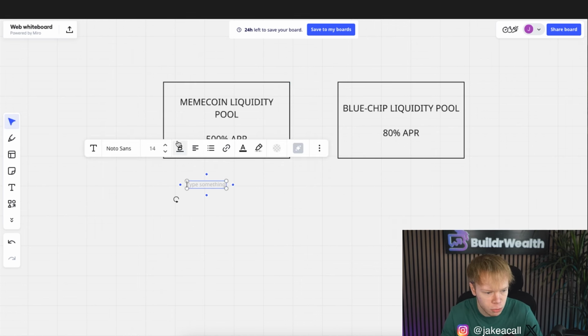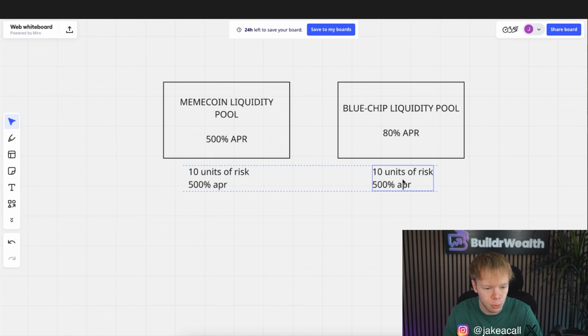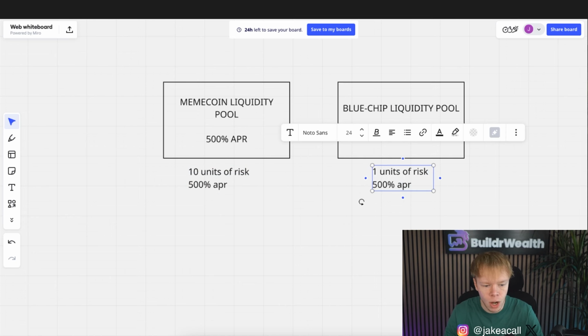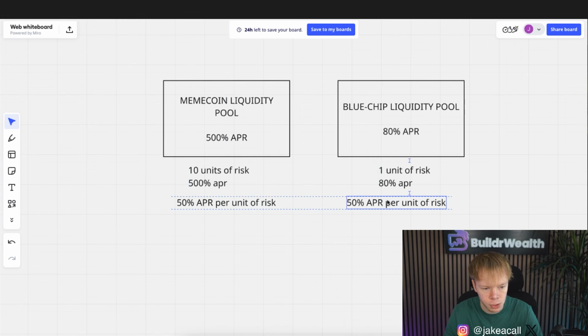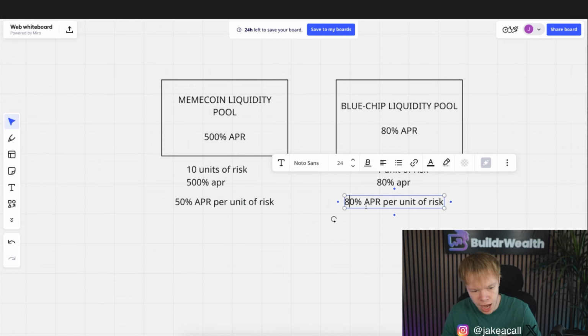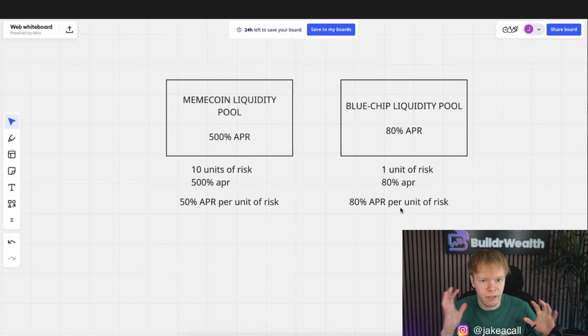So before we talk about measurement of these things, let's just say this requires 10 units of risk. Simple as that. And we get out 500% APR. Well, then over here, this blue chip liquidity pool might require, let's just say, 1 unit of risk, and we get out 80% APR. Well, over here in the meme coin liquidity pool, we're getting about a 50% APR per unit of risk. Whereas over here in the blue chip liquidity pool, we're getting an 80% APR per unit of risk. So when we look at the risk-adjusted returns of both of these liquidity pools objectively, you could see that the blue chip liquidity pool wins because it is doing a higher APR per unit of risk that you're inputting.